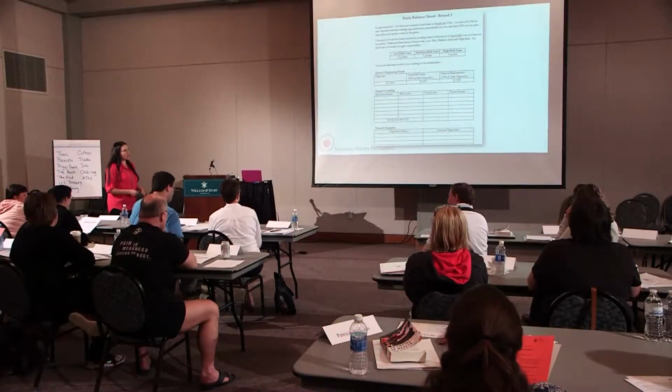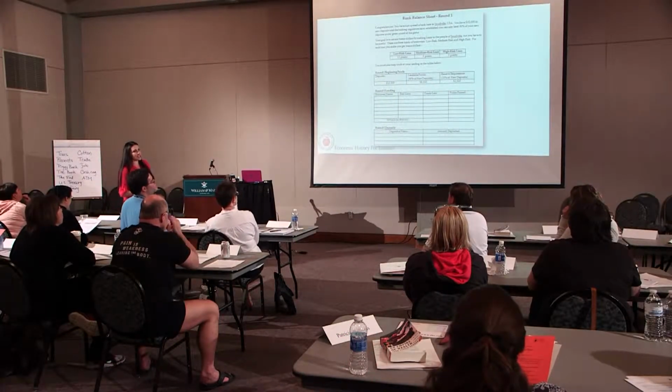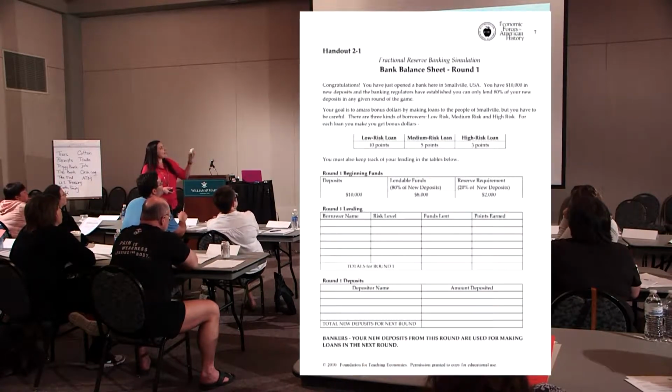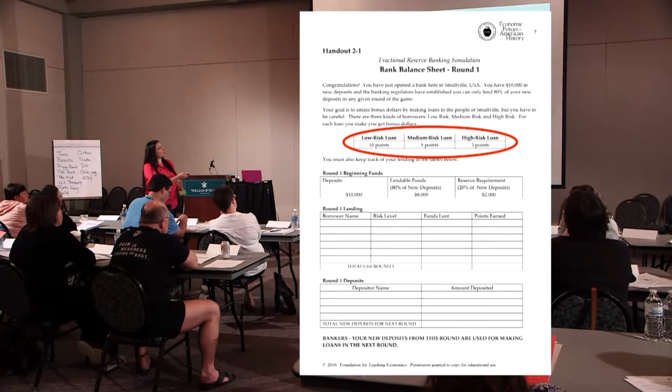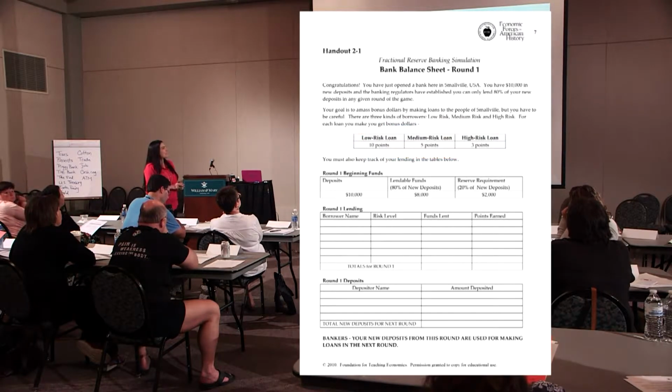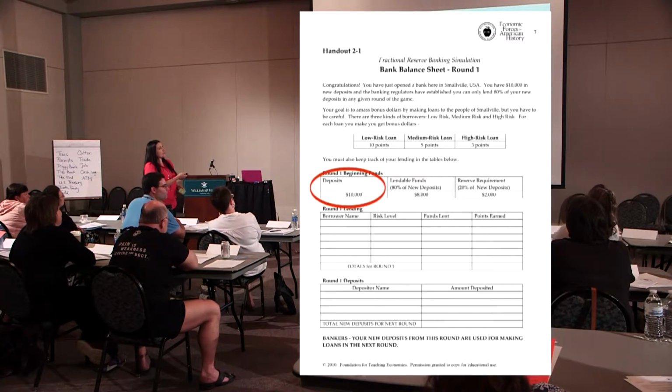Okay, bankers, let's look at you for a minute. You have a bank balance sheet that looks similar to this. Now, at the top, you'll notice that you get points for making loans to low-risk borrowers, medium-risk borrowers, and high-risk borrowers. And all of those points are points. And the more points you have at the end of the game, the more candy that you can purchase with that. So in the beginning, banks, you have $10,000 in deposit.